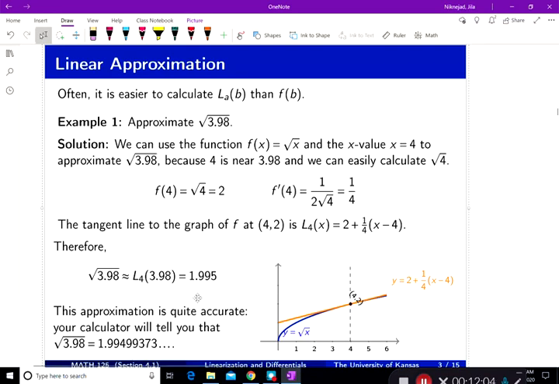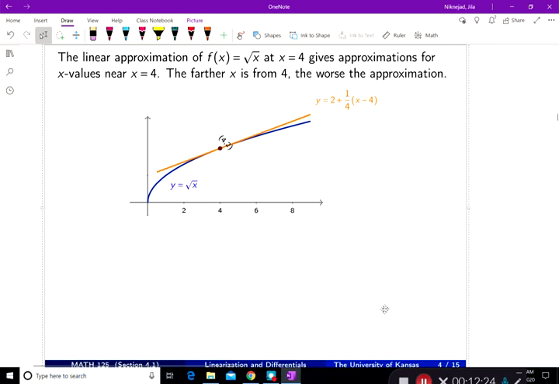And then this approximation is very nice. Now let's look at the picture. This is point A is 4, f of A is 2, and this is the tangent line, right? And so look at this. As I'm getting closer and closer to 4, the y value on the tangent line and the y values on the blue line get closer and closer to each other.